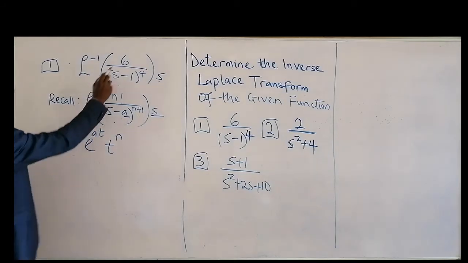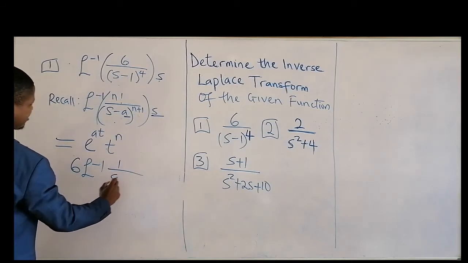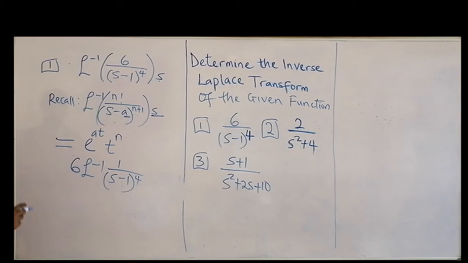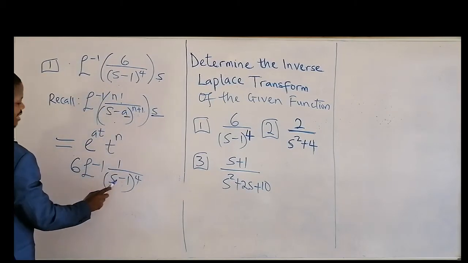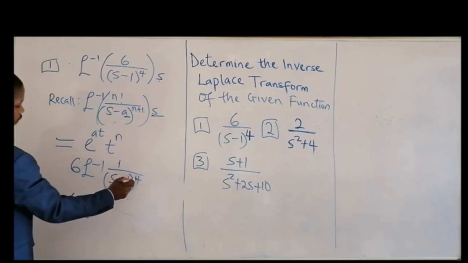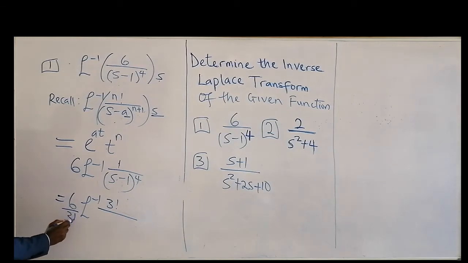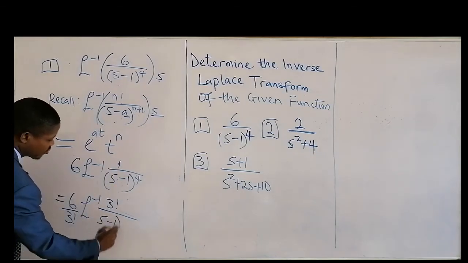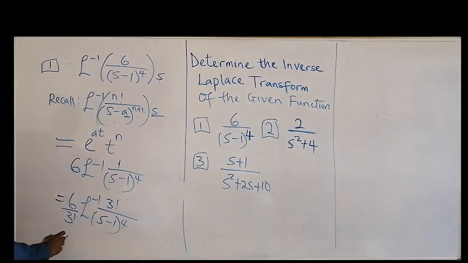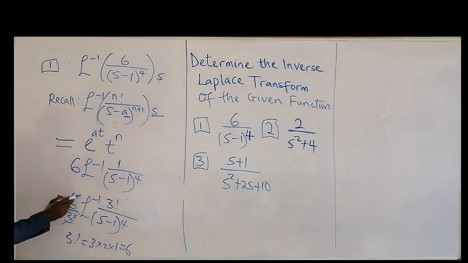Then back to the question, the 6 can come to the front of the inverse Laplace. Then we have 1 over (x minus 1) to the power 4. Don't forget from the formula, this is n factorial, this is n plus 1. So if we have 3 here, this will be 3 plus 1. So in this case, the denominator power is 4, so we need to write 3 factorial here, and then we have to cancel that in this place, because 3 factorial was not part of the equation. 3 factorial is 3 times 2 times 1, and that's 6. So this and this cancel.